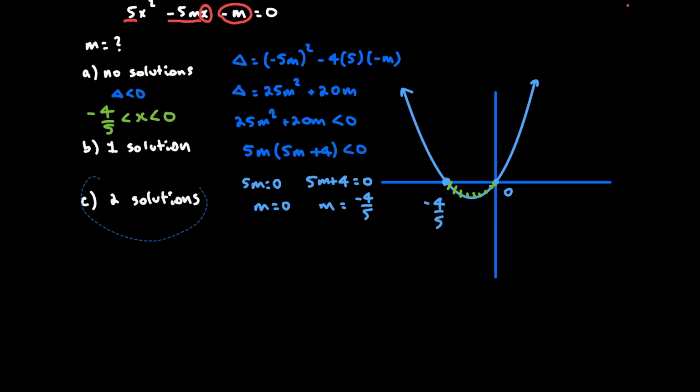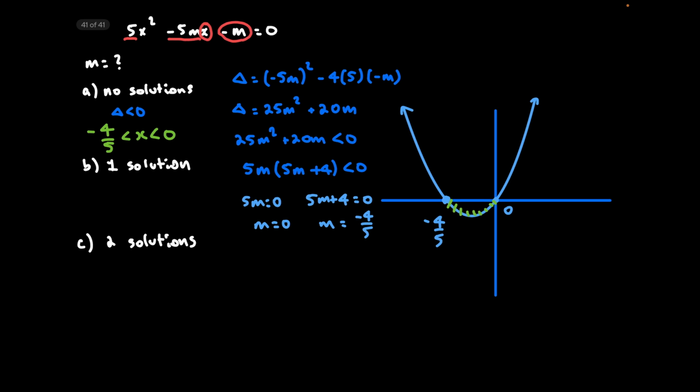Now let's do part B. For part B, we need to work out what is the value of m such that this quadratic has simply one solution. In other words, when is the discriminant just equal to 0? Well, we have the graph of the discriminant, and it's equal to 0 for the values at which it's lying on the x-axis. And it's lying on the x-axis at the x-intercepts. It's lying at minus 4 on 5 and 0.